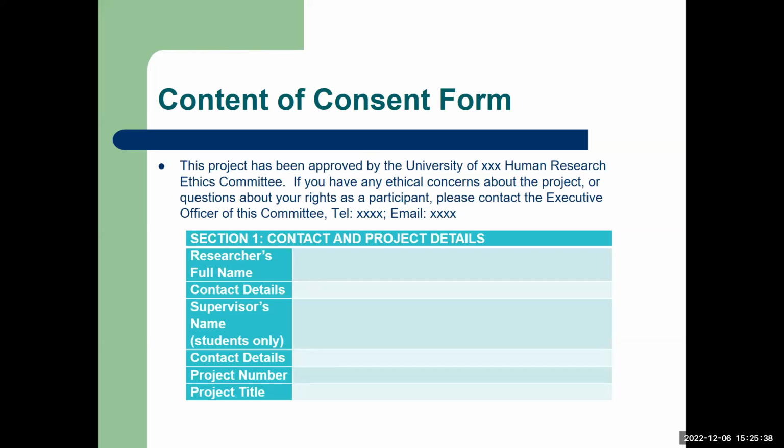Essentially, we need to say at the top of the consent form, this project has been approved by the university or whatever institution research ethics committee. If you have any ethical concerns about the project or questions about your rights as a participant, please contact the executive officer of this committee, the research ethics committee, and provide the telephone and email contact details. So the first section usually of a consent form, and what you will put in your research protocol, are things like your name as the researcher, your contact details, supervisors' names, project numbers, project title, etc.